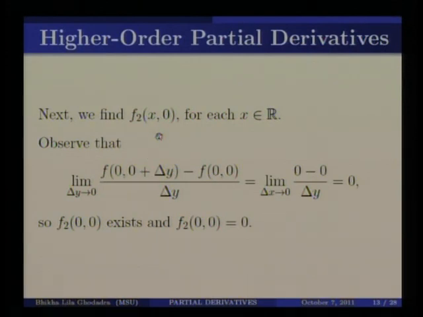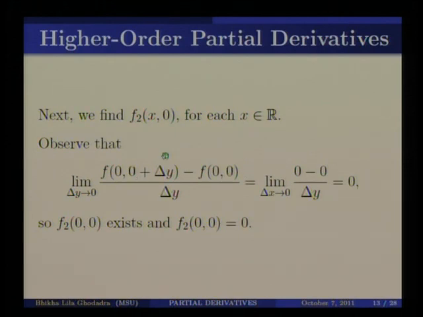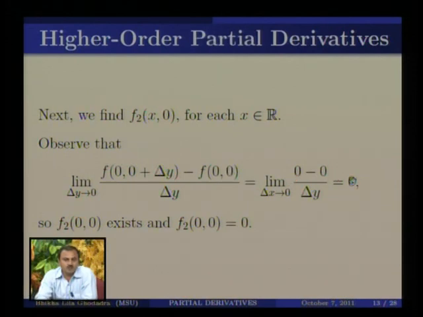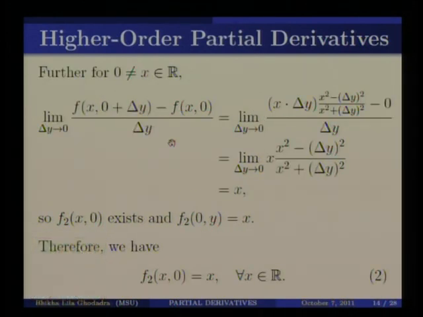So here also, first of all, we find the derivative f2 at (0, 0), that is when x is equal to 0, and it is the limit of this particular fraction. So the limit as delta y tends to 0 of f of (0, 0 plus delta y), so the increment in y, minus f(0, 0), upon delta y. Both of these quantities are 0 by definition of the function, and therefore f2 at (0, 0) exists and its value is also 0.